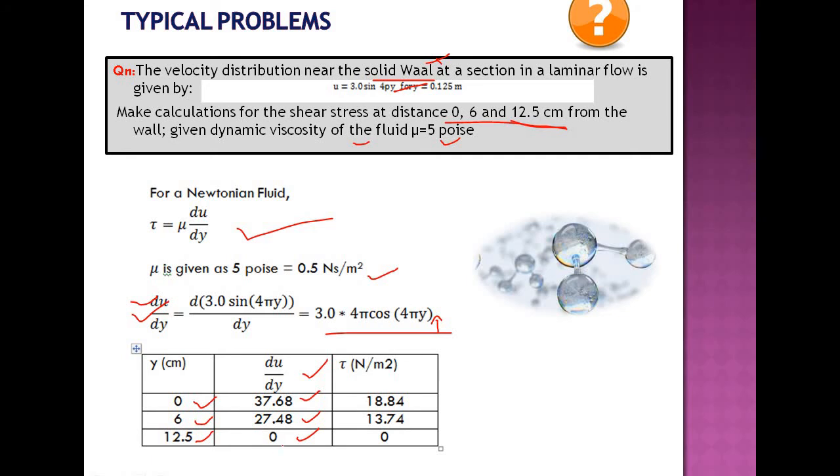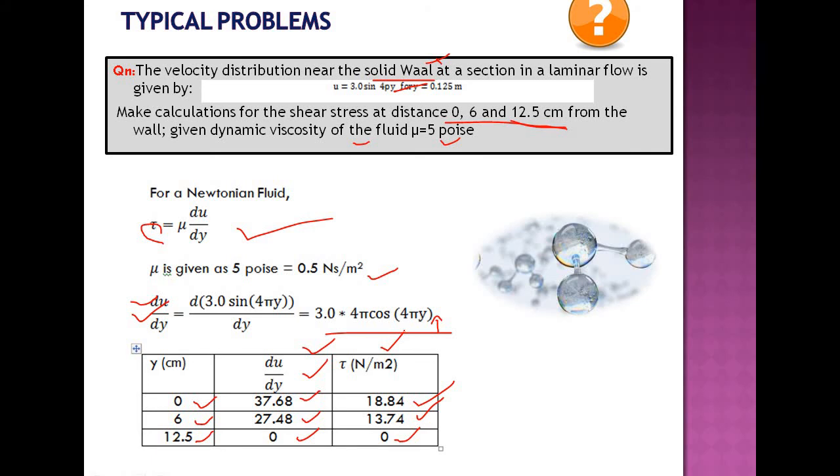That means velocity gradient is 0. If velocity gradient is 0, shear stress is always 0 because it is directly proportional, tau equal to mu into du by dy. So for each du by dy, if you multiply with mu equal to 0.5, you will get the corresponding values of tau. That tau is written here: 13.74 and 18.84. So this indicates that there is a direct linear relation between tau and du by dy, and you can locate the maximum velocity gradient and minimum velocity gradient, and correspondingly the maximum value of shear stress and minimum value of shear stress.